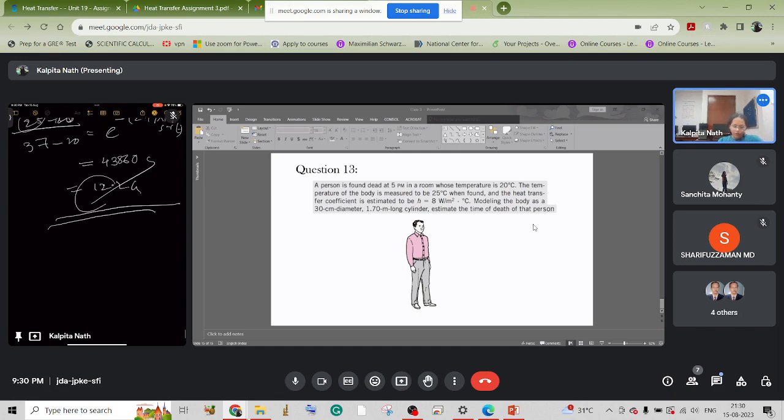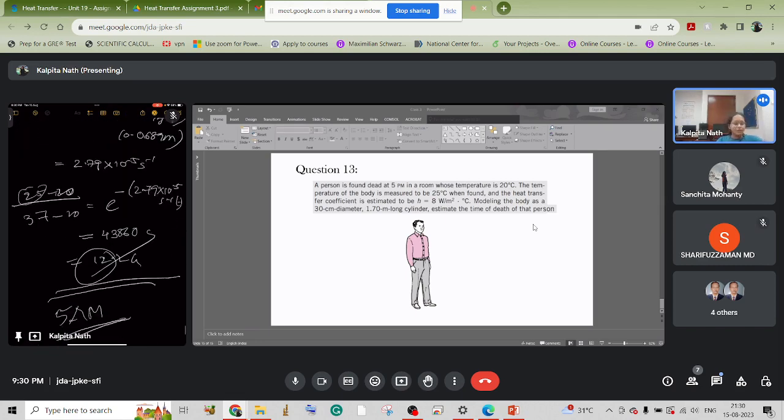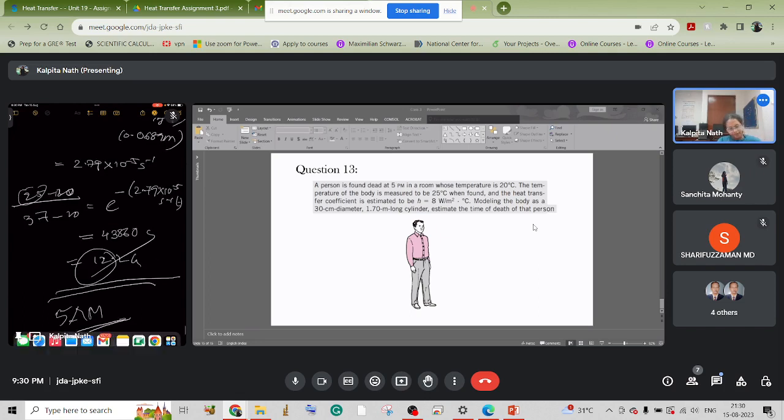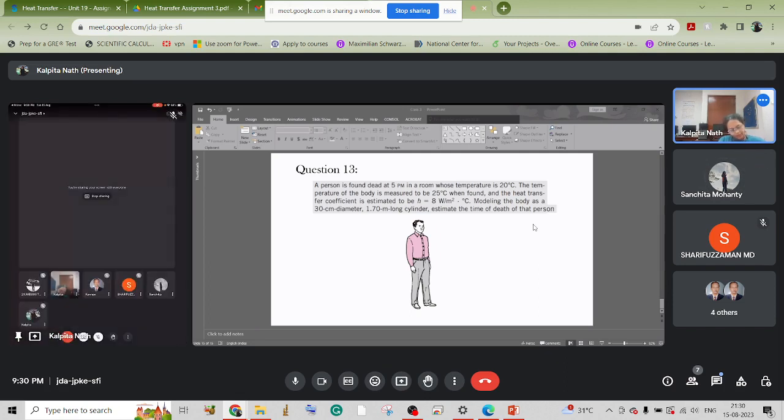So almost 12 hours; if it is 5 p.m. now, then he died about 5 a.m. before. So this is a rough estimate using the lumped parameter system. But anytime you use the lumped parameter system, before that you need to calculate the Biot number. Okay, any doubt? No, ma'am.